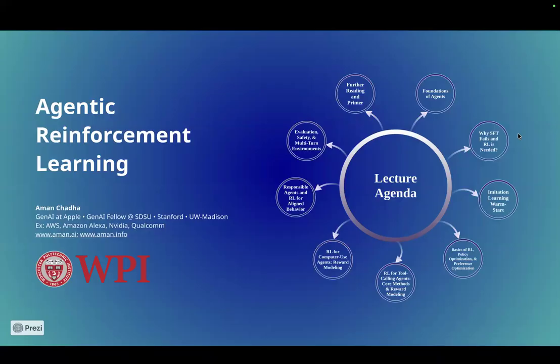Because responsible AI is obviously huge, and deploying a very powerful technology like this, discussion on that would be incomplete without talking about responsible deployments. So we'll be touching on responsible agents and RL for aligned behavior. And then once we've got all of these different areas covered, we're going to talk about evaluation.